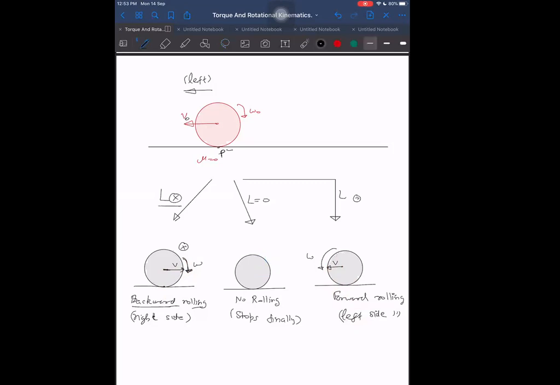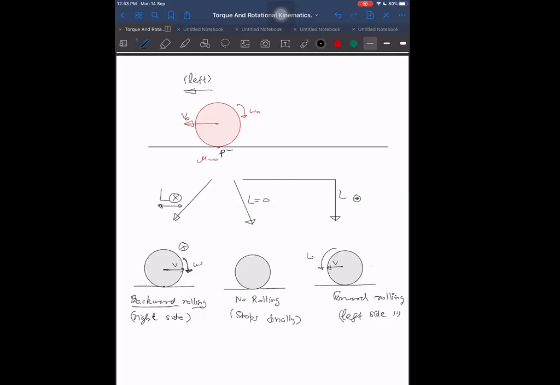Therefore, I think we are able to reach the conclusion that angular momentum remains conserved. If initially angular momentum was in the cross direction, then finally also it will continue to be in the cross direction. If initially it was in the dot direction, finally also it will continue to be in the dot direction. So what is the condition for angular momentum to be in the cross direction? Which should be greater?